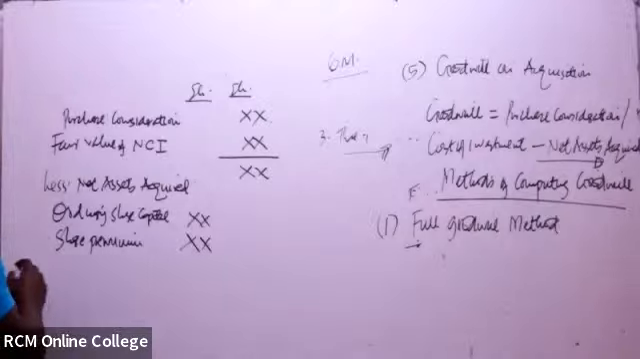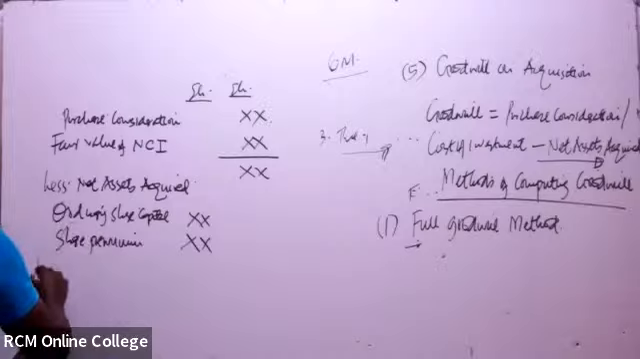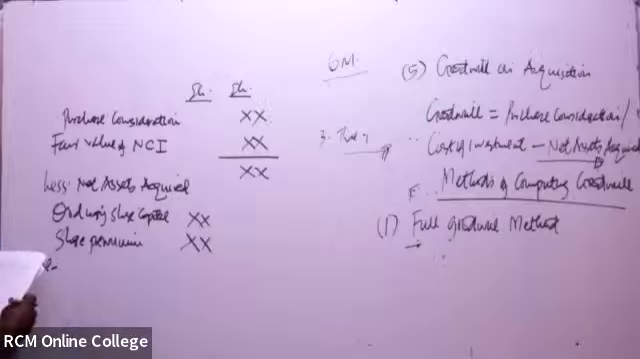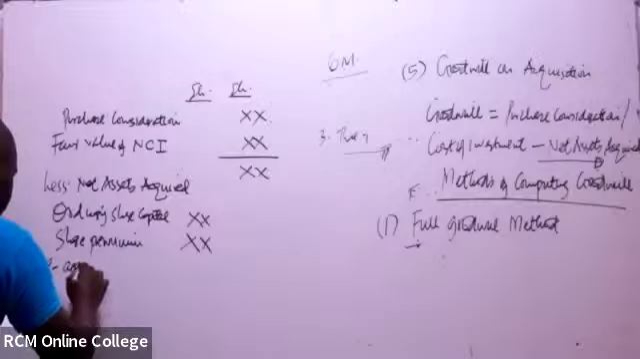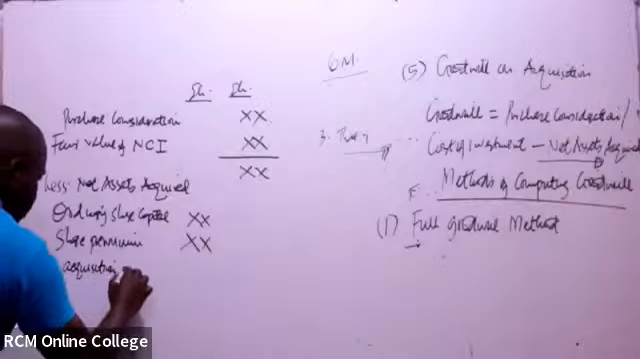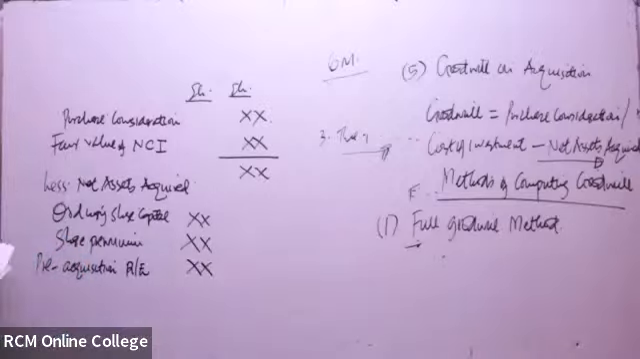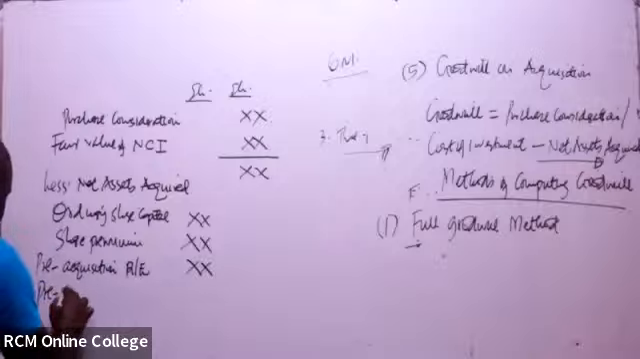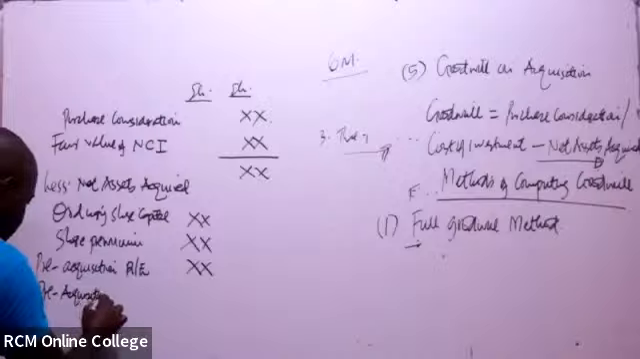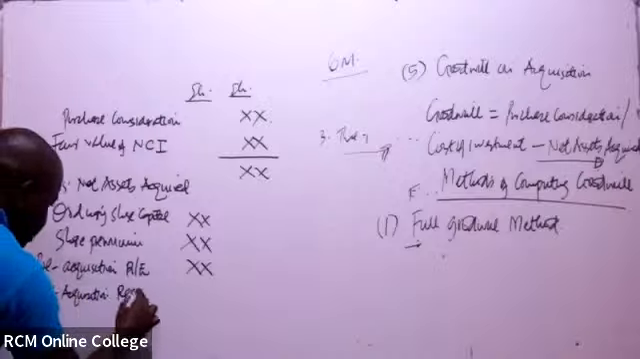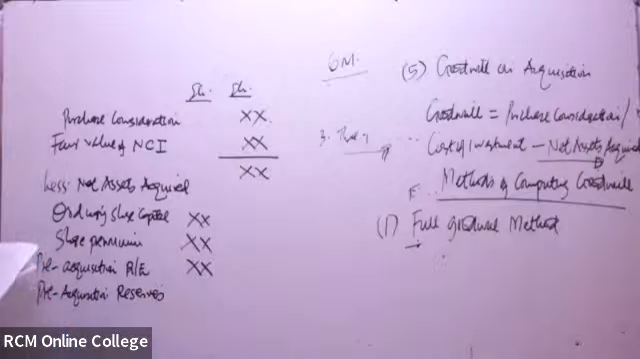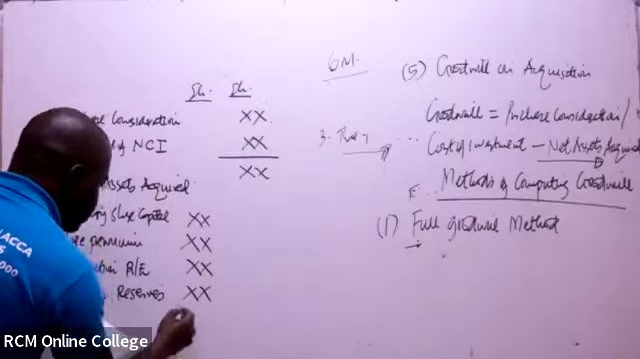Then these ones will not actually be there, but you'll have to consider them. So in this case, you'll have pre-acquisition retained earnings. You'll have to put them there. Then you have pre-acquisition reserves. You'll be able to put them there.